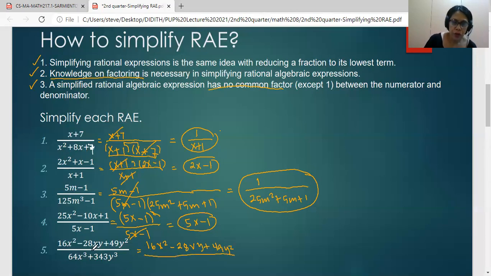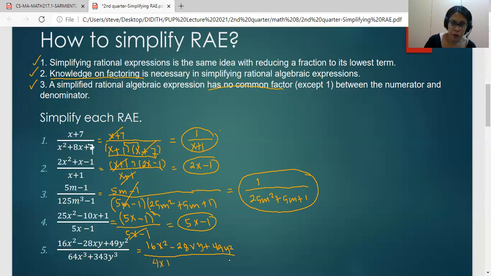And the denominator is the sum of two perfect cubes. So the first binomial factor will be the cube root of the two terms here, and we will copy the operation of the given. So the cube root of 64x cubed plus the cube root of 343y cubed. So that will be the first factor.